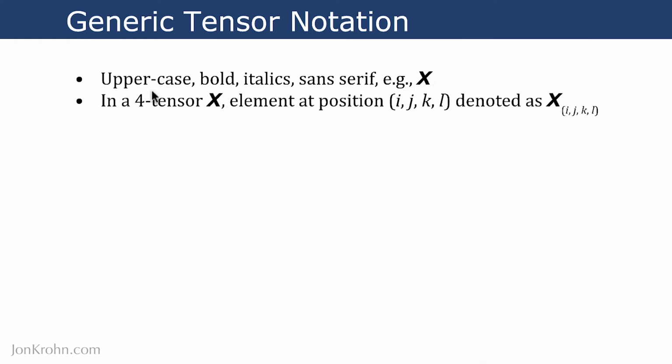For example, if we had a four tensor, a four-dimensional tensor X, then an element at position ijkl would be denoted as X and then ijkl below it. So this is easiest to understand by jumping into a hands-on code demo.